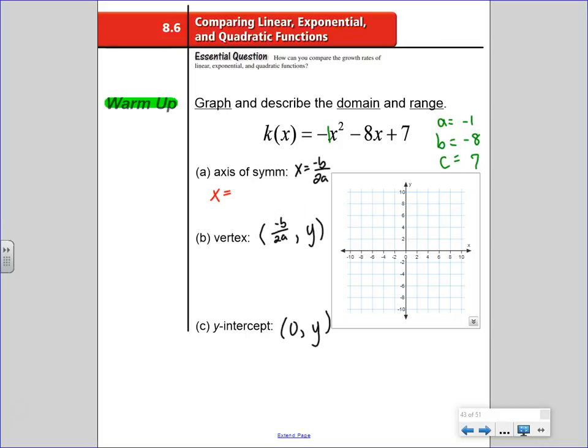So, negative 8 over. Well, we need a negative and then negative 8. Justin, I think you just did that step quick. I just want to show people what it is. Then what do we have? What's 2 and a? Yeah, plug in that a, which is negative 1. So then we have negative times a negative 8 is a positive 8 over 2 times a negative 1 is a negative 2. 8 over negative 2, what is x? Negative 4.